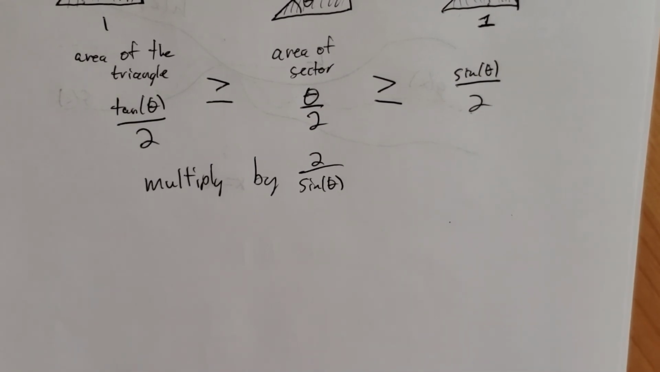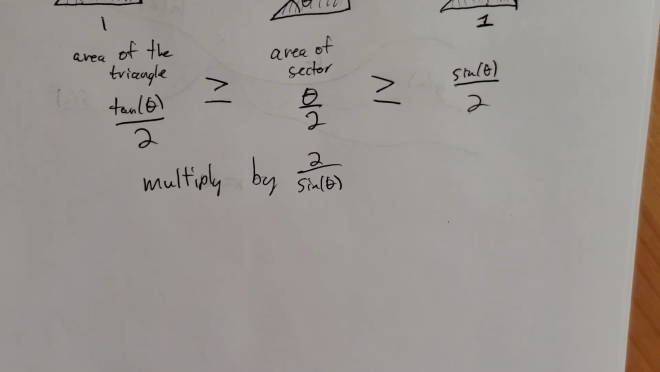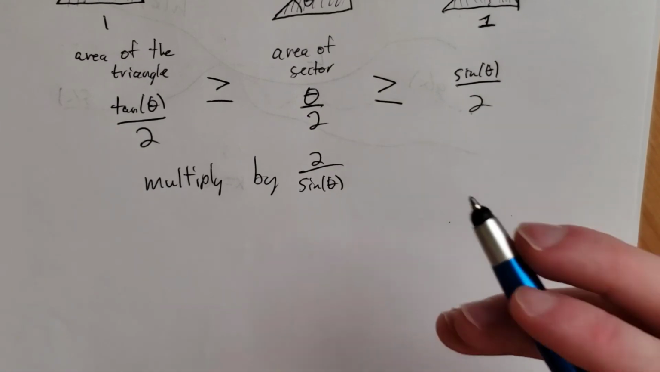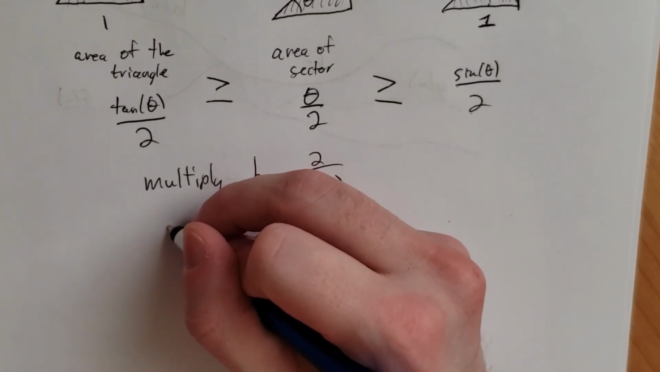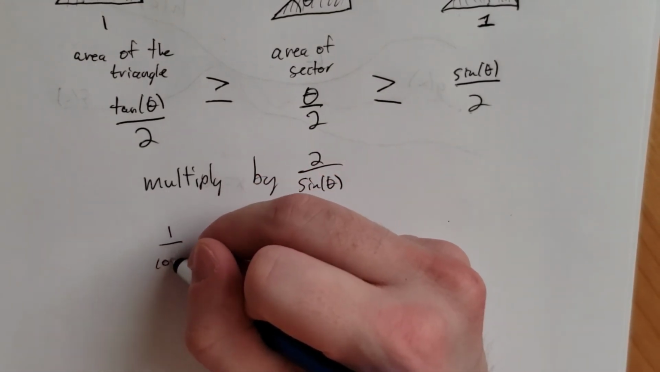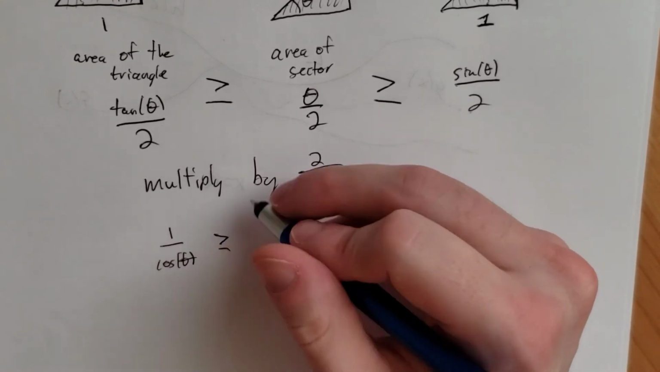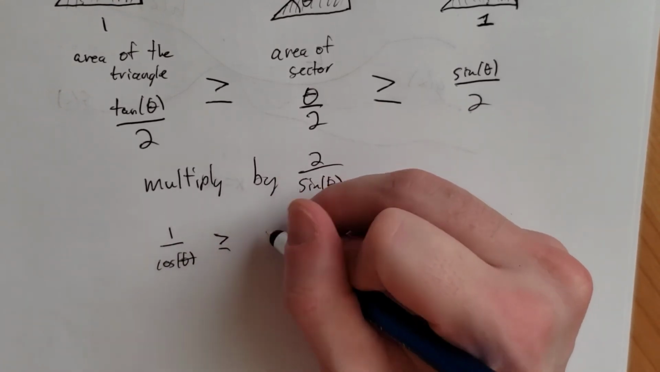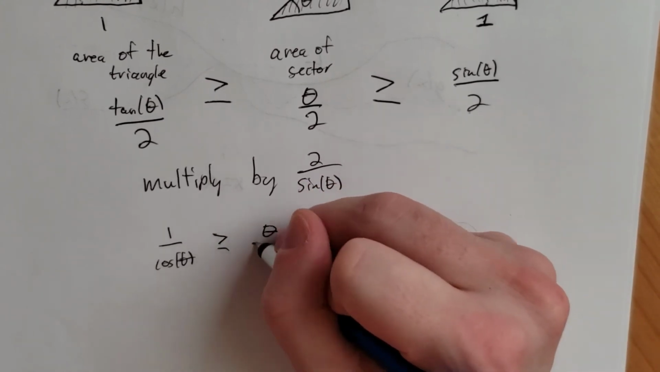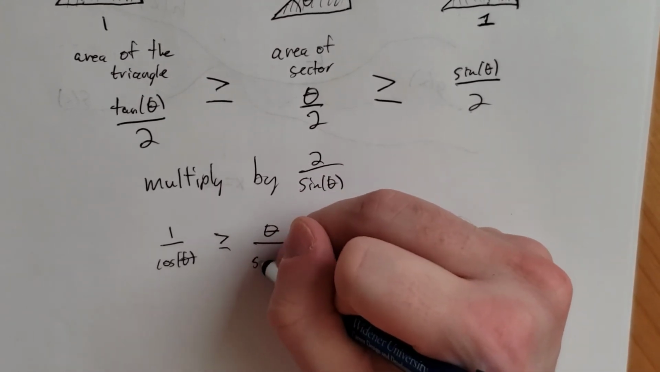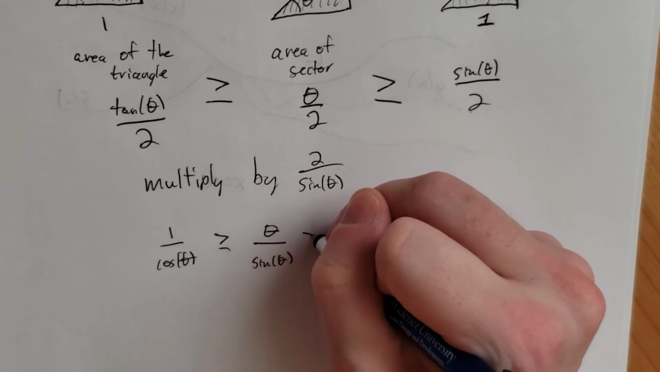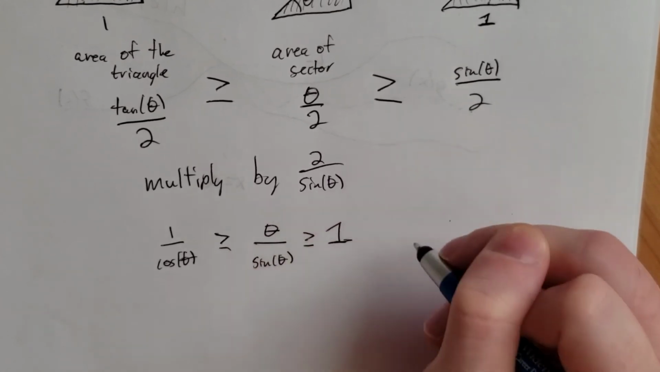All right. If we multiply by 2 over sine theta here, this becomes 1 over cosine theta is equal or greater than theta over sine theta is equal or greater than 1.